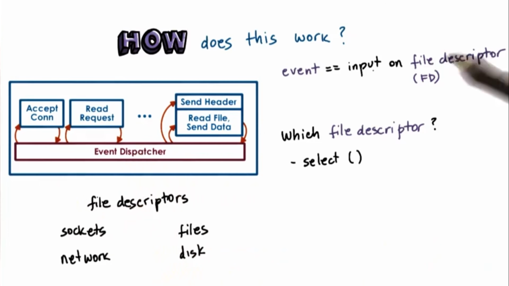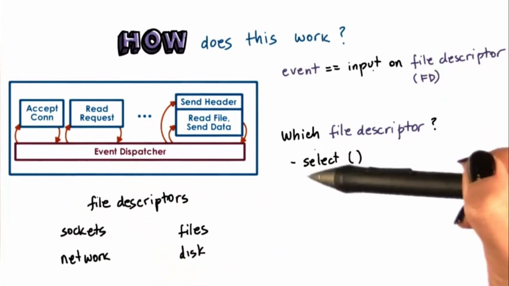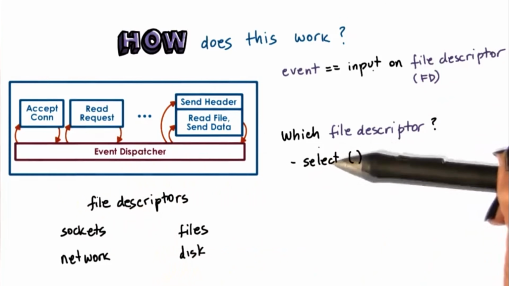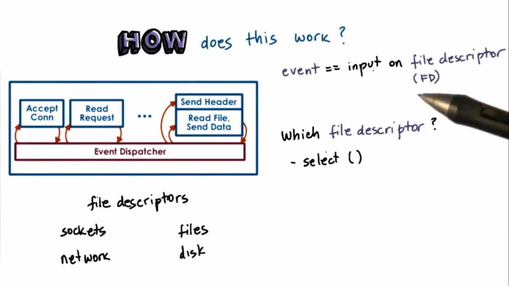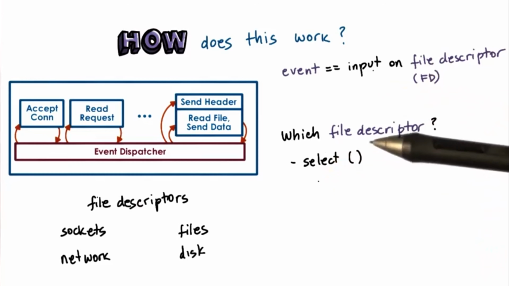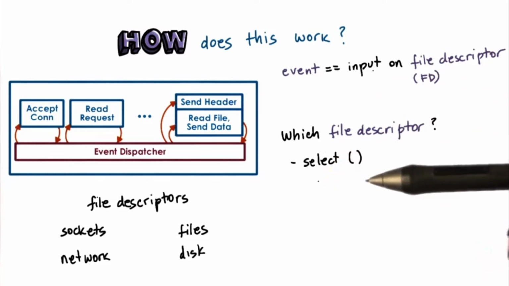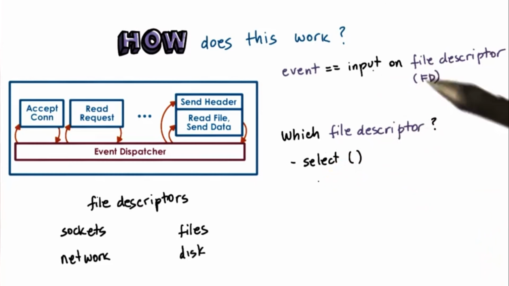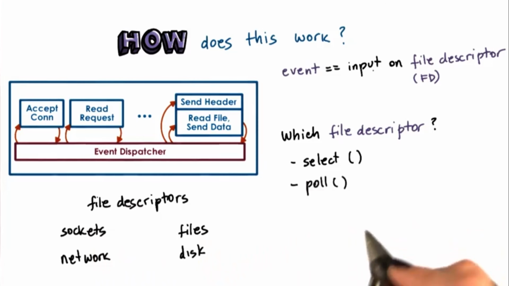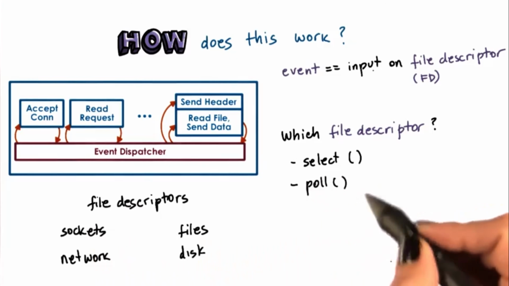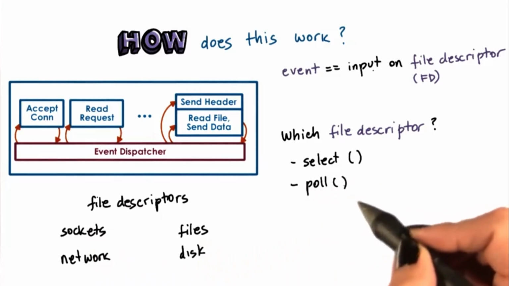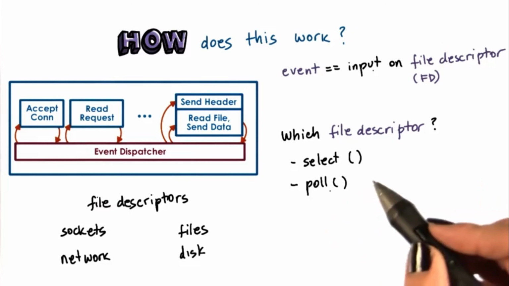To determine which file descriptor has input, so to determine that there is an event that has arrived in this system, the Flash paper talks about using the select call. The select call takes a range of file descriptors and then returns the very first one that has some kind of input on it. And that is regardless of whether that file descriptor is a socket or a file ultimately. Another alternative to this is to use the poll API. So this is another system call that's provided by current operating systems.